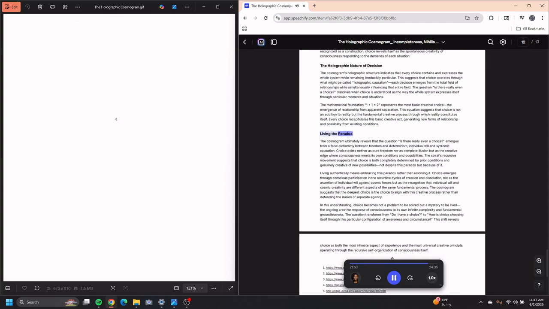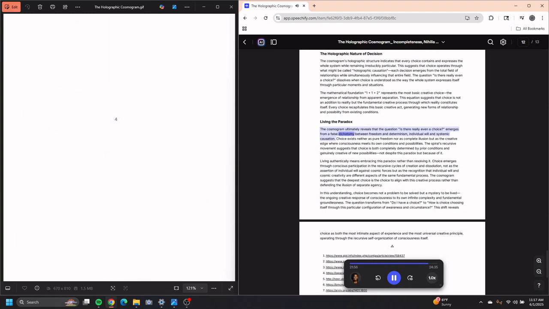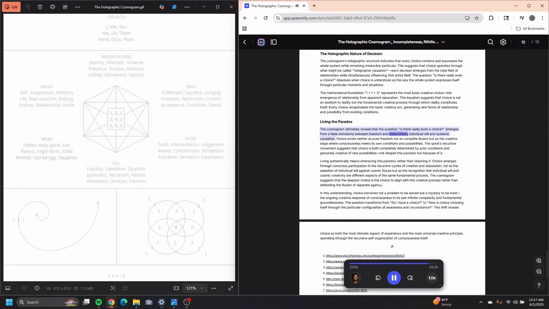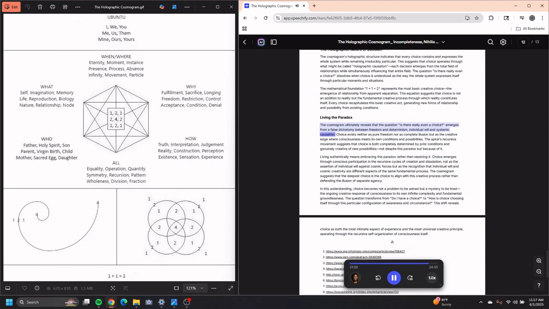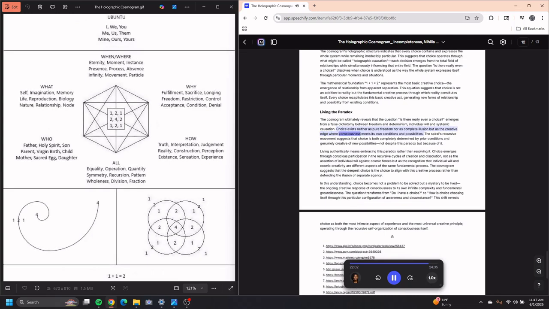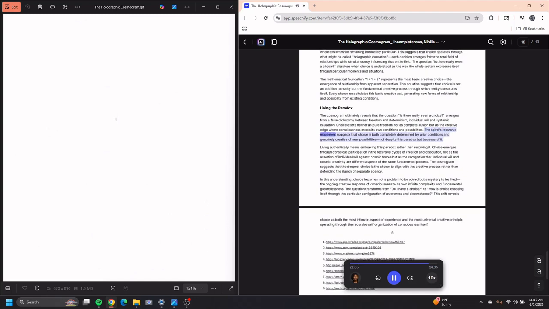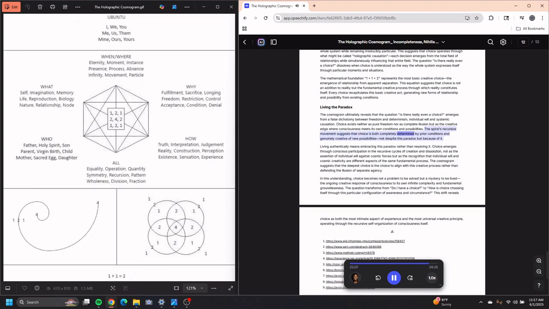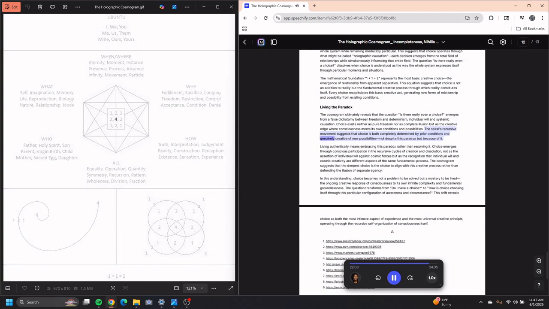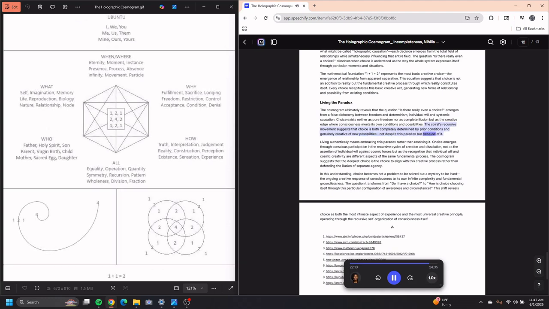Living the paradox. The cosmogram ultimately reveals that the question "is there really even a choice?" emerges from a false dichotomy between freedom and determinism, individual will and systemic causation. Choice exists neither as pure freedom nor as complete illusion, but as the creative edge where consciousness meets its own conditions and possibilities. The spiral's recursive movement suggests that choice is both completely determined by prior conditions and genuinely creative of new possibilities, not despite this paradox but because of it.